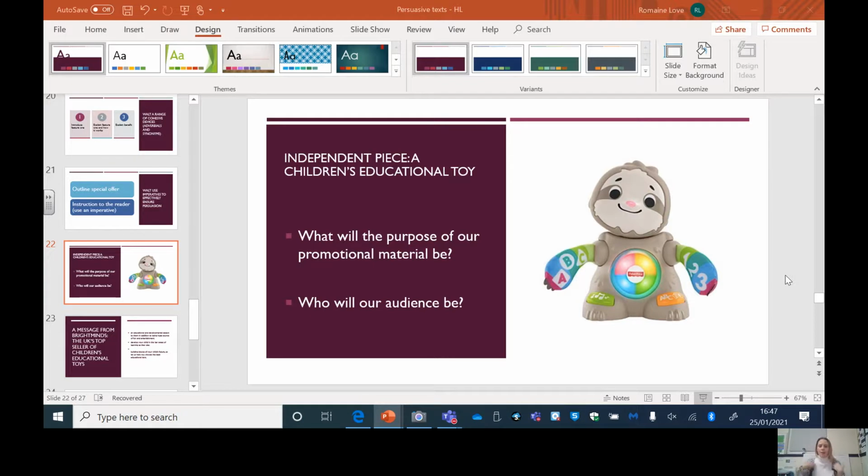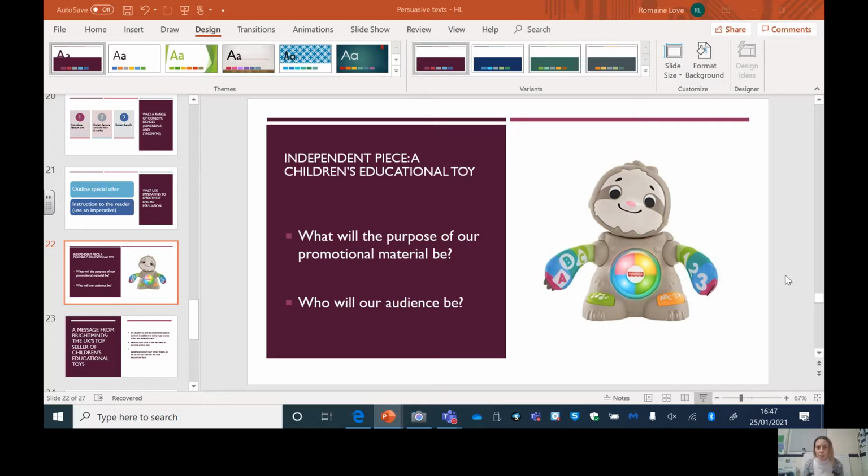My turn. Purpose. The purpose is why we write. So what is the reason we are writing our persuasive advert? Well, we are writing our persuasive advert because we want to persuade our reader, encourage our reader to purchase, that means to buy, a children's educational toy that we have designed. So our purpose is to persuade or to encourage.